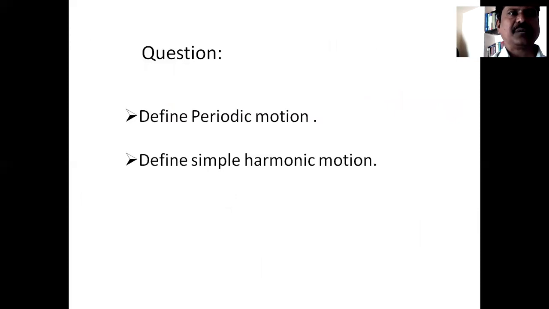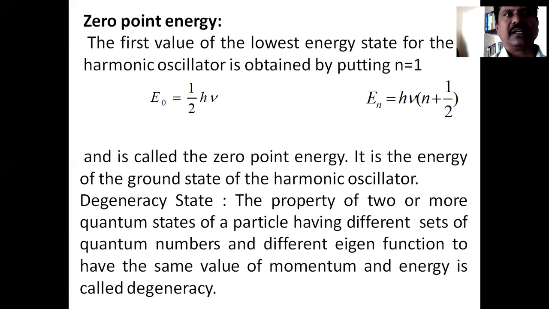So this completes linear harmonic oscillators, something about zero point energy, as well as the meaning of degeneracy. That is the property of two or more quantum states of a particle having different sets of quantum numbers and different eigenfunctions to have the same momentum and energy. It is called the degeneracy state. Okay, thank you.